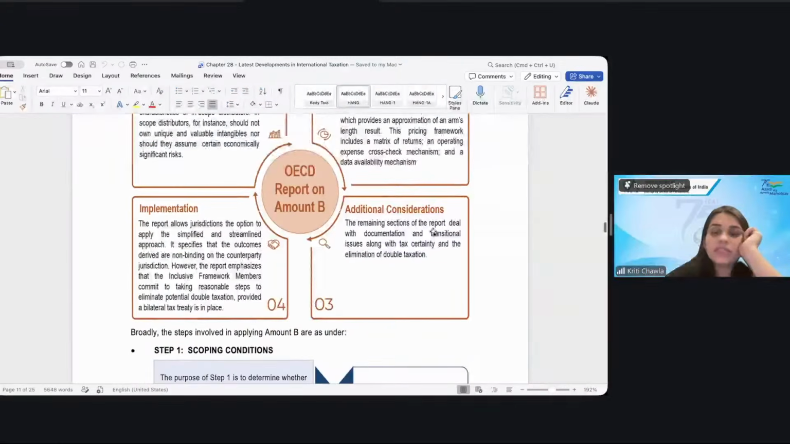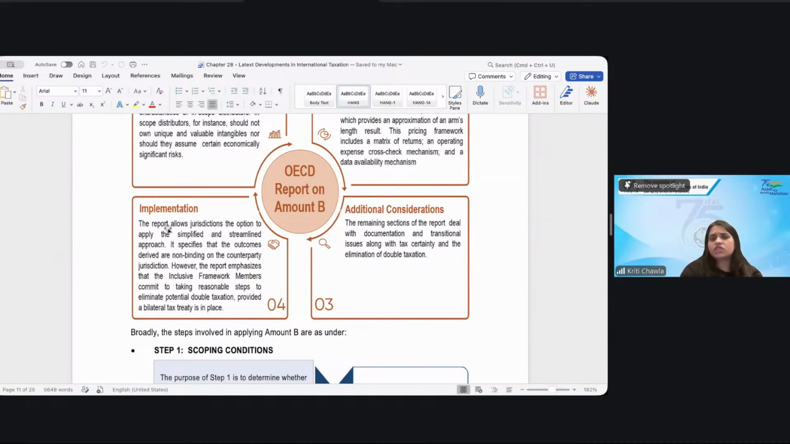Then there is something called implementation. Now, the report allows jurisdictions the option to apply the simplified and streamlined approach. This is not going to be binding on the counterparty jurisdiction, but the report says that they have taken reasonable steps to eliminate double taxation, but for that purpose there has to be a bilateral treaty in place. And finally, there are additional considerations.